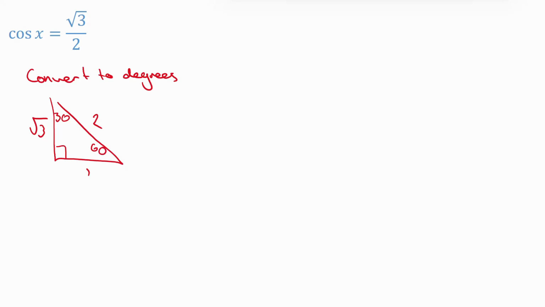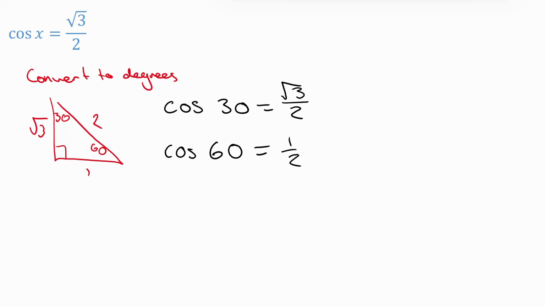So I'm going, all right, well, I have two options. I either have 30 degrees or I have 60 degrees. So if I did cos 30, adjacent over hypotenuse, that comes out as root 3 over 2. And if I did cos 60, that comes out as 1 over 2. So cos 30 obviously gave us the one we're after. So we know that x equals 30 degrees.